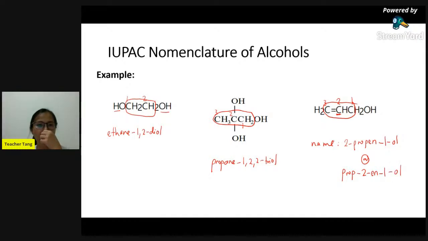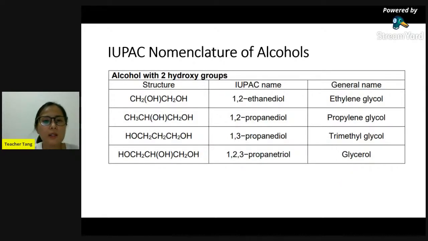This is the IUPAC nomenclature for alcohol. If there are 2 hydroxyl groups attached to the carbon, for this one, this is carbon number 1, number 2. So ethane-1,2-diol or 1,2-ethane-diol. Both are acceptable. For this one, carbon number 1 will be this one, number 2, number 3. So we can call this propane-1,2-diol, or it can be 1,2-propane-diol.